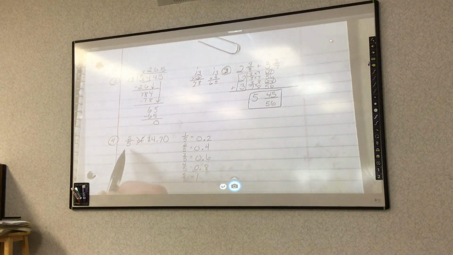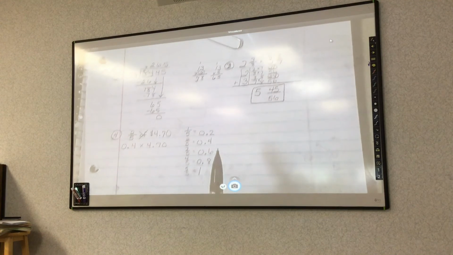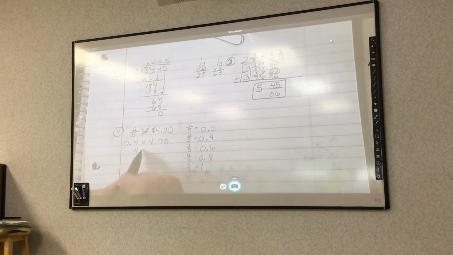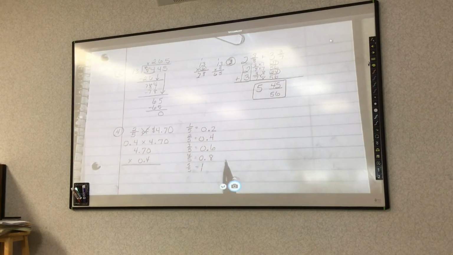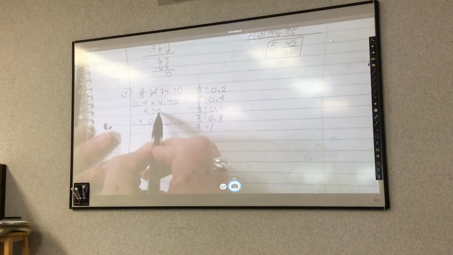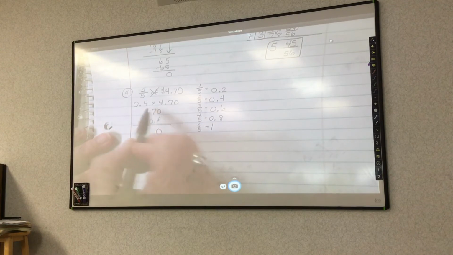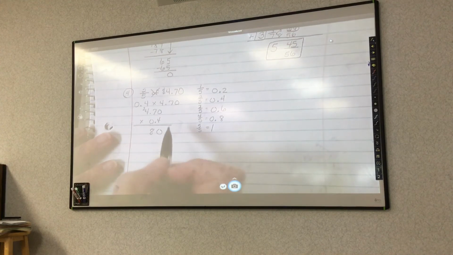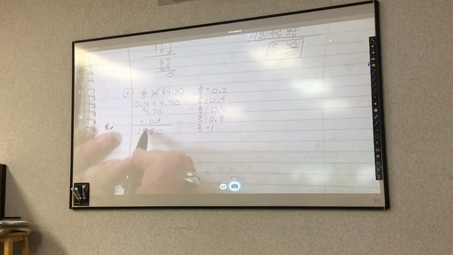So I have 2/5, which is 0.4, times $4.70. When you're multiplying with decimals, I take the one with the most digits, put it on top. So I have $4.70 times 0.4. Am I lining up the decimals? No. Nope. When you multiply, you worry about them last. So 4 times 0 is 0. 4 times 7 is 28. 4 times 4 is 16 plus 2 makes 18.